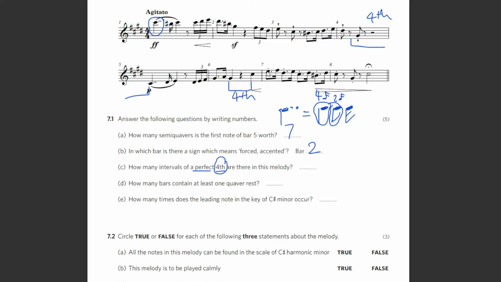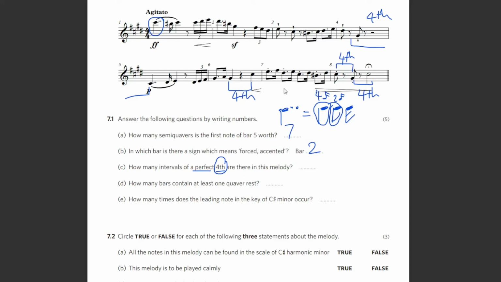C to E, third, E to F, second, third, second, third, second, third, third, second, fourth. And this is also a fourth, right? They're all just G to B, G to B, G to B, G to B, right? So one fourth, fourth, fourth, and fourth.